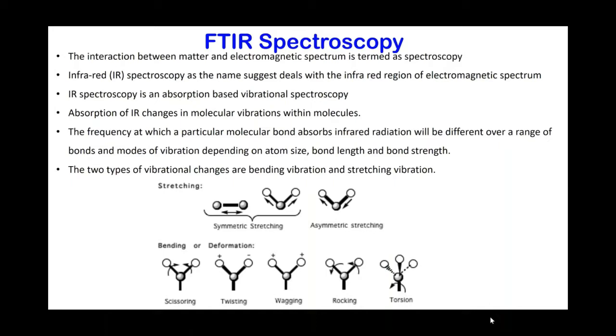If you look at the stretching vibration, there are two types of stretching vibration. If you see in this figure, there's a symmetric stretching. If you can just follow this arrow, you can understand what this vibration means. So there's one symmetric stretching and the other is asymmetric stretching. Similarly, there's another vibrational change of bending, also called deformation, which is categorized as vibration of scissoring, twisting, wagging, and rocking. So these are the two types of vibrational changes that are commonly captured.